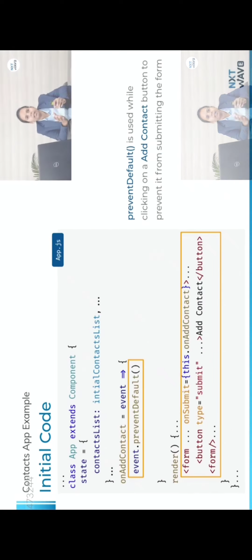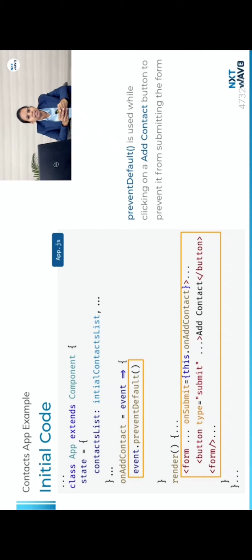Now coming to the add contact button. Here you can see that the name, the mobile number, and the add contact button are all present inside the form, right? The add contact button has type equal to submit. As we previously understood, when we click on the button with type equal to submit, the on submit event of the form will get triggered. For the form we have on submit equal to this dot on add contact. So when we click on the add contact button, since the type is submit, the on submit event will be triggered and the on add contact function will be called.